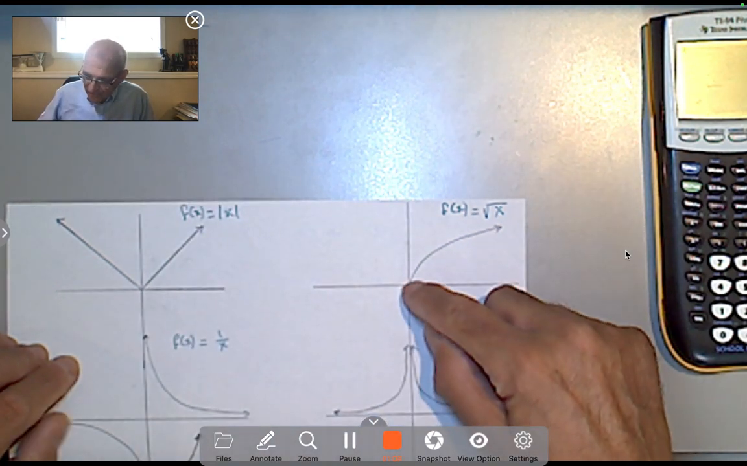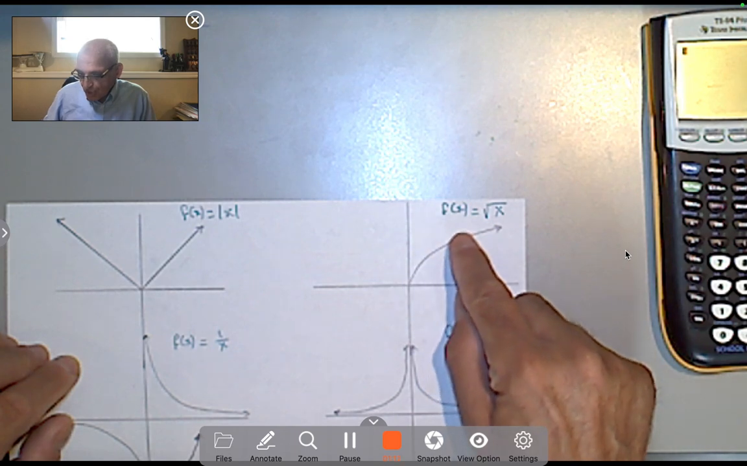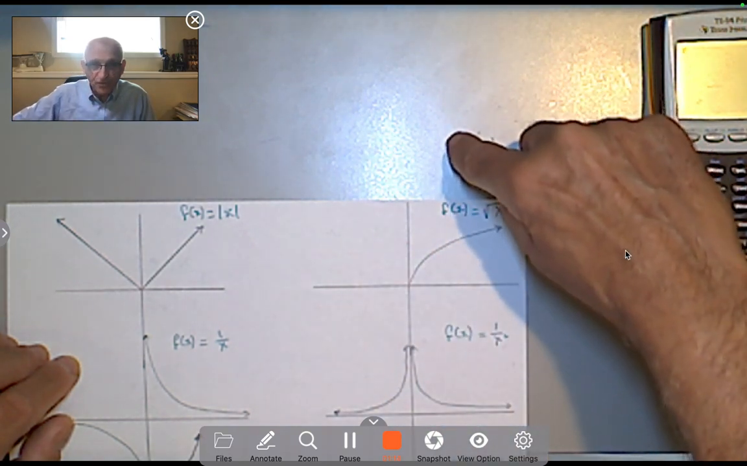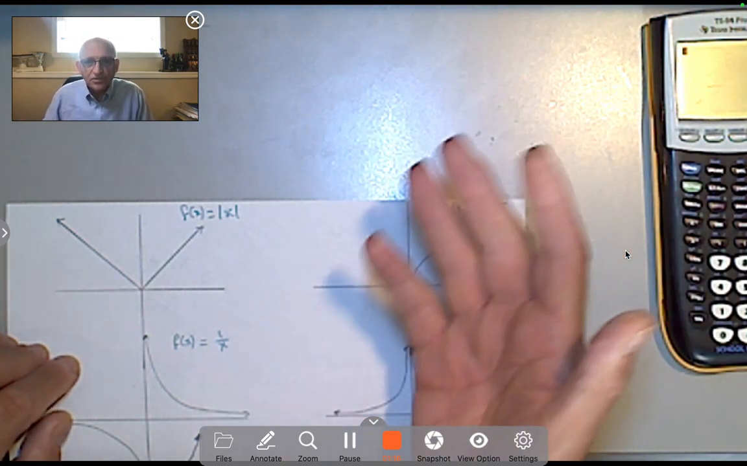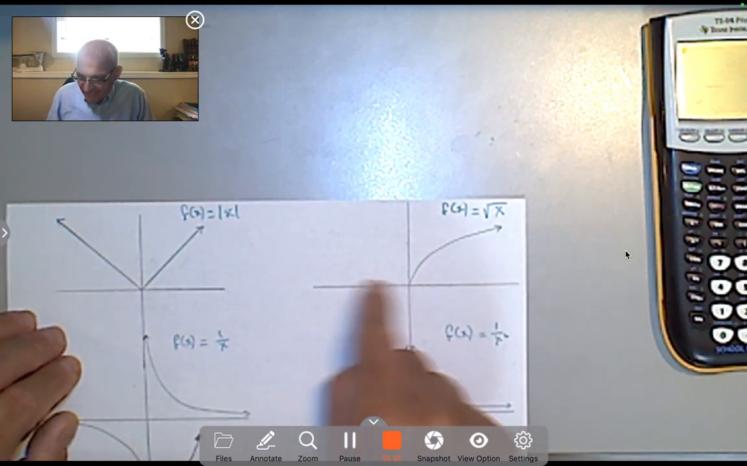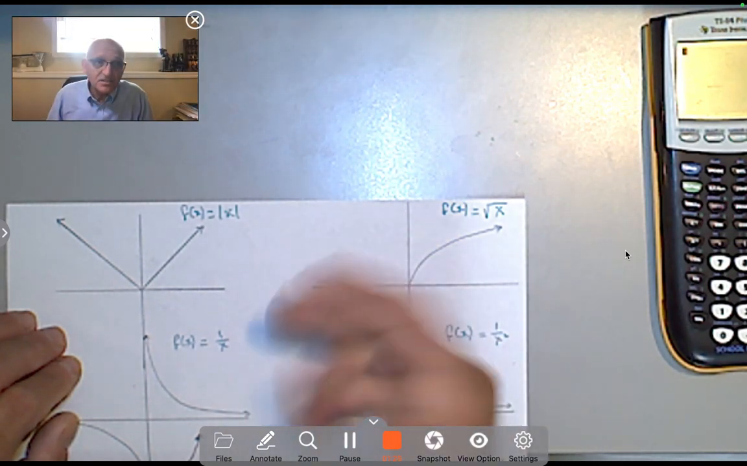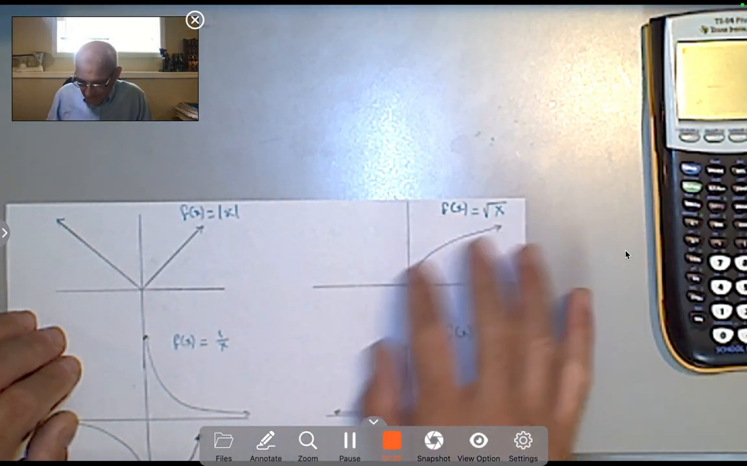The square root function grows slower than the square, of course, right? Square root grows very slow. And again, you can't have the square root of a negative x. So once x is below 0, you don't have anything because that's an imaginary number.